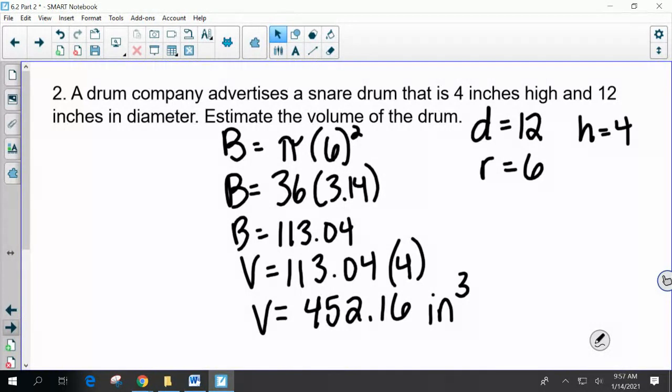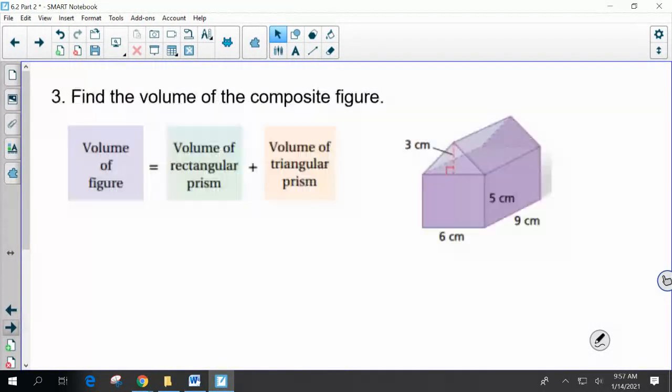Okay, on number 3, we are figuring out the volume from a picture. This is called a composite figure. So a composite figure is when you take two shapes and put them together. So like this would be, you could call it like a house or a barn. You have here in the bottom the rectangular prism, and then the roof would be the triangular prism put together, to create like a barn. And we're going to find the volume of this.